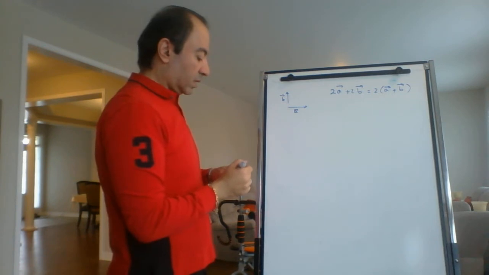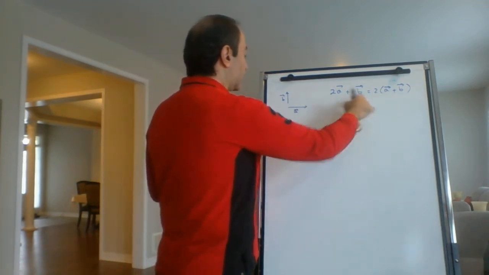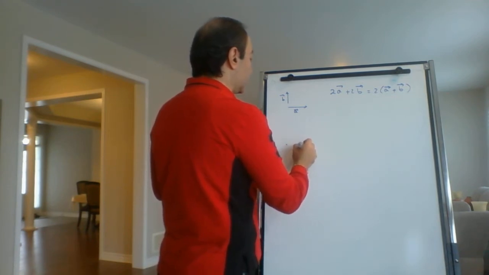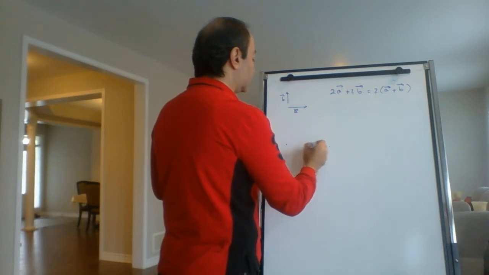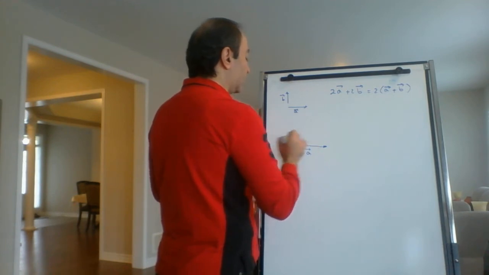So any of these types of questions, what you're going to do is the following. You draw a picture that represents the first case. So 2 vector A will be a vector with double the magnitude of vector A, double the length of vector A, and in the same direction. So this is 2 vector A.